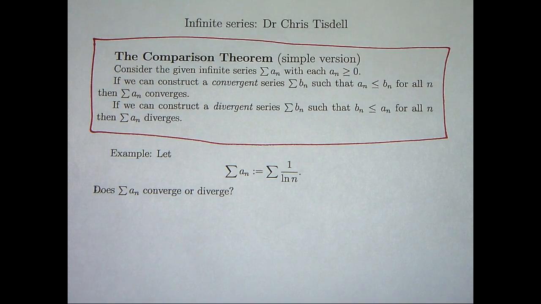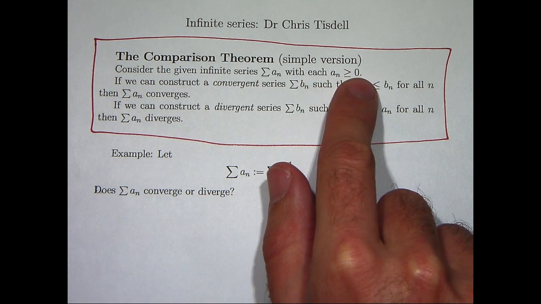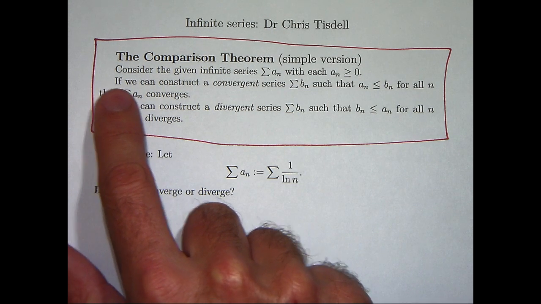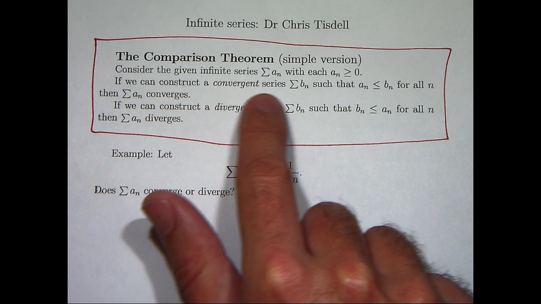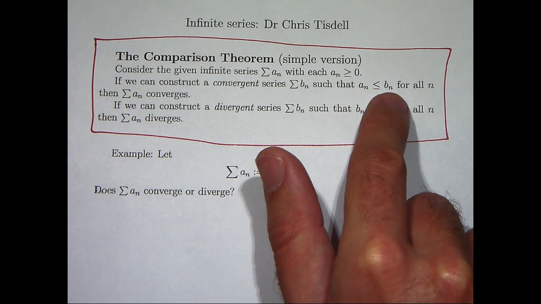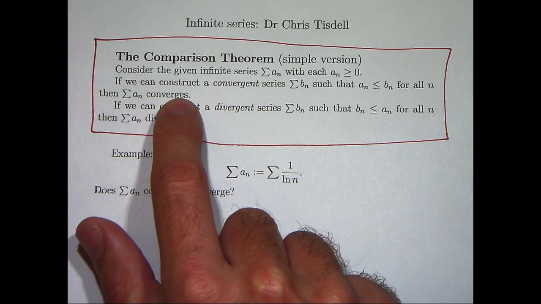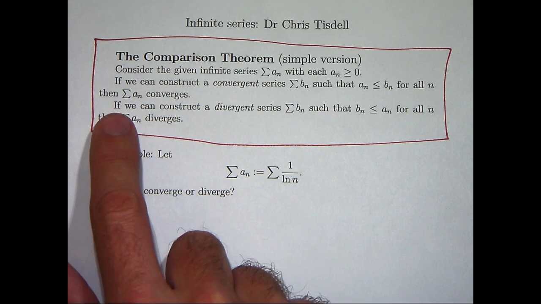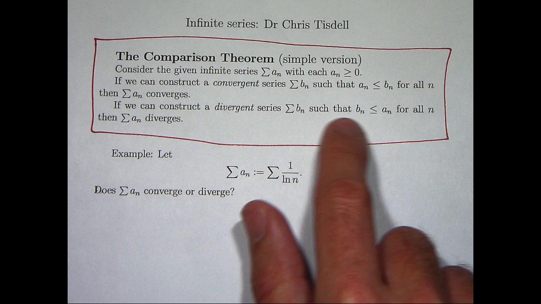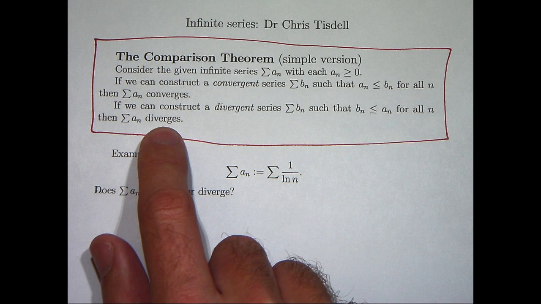So firstly, consider some given infinite series where the a sub n's are non-negative. The first part of the comparison theorem is this: if we can construct a convergent series, sigma bn, such that the a n's are less than or equal to the b n's for each n, then the original series also converges. And conversely, the second part is, if we can construct a divergent series, sigma bn, such that this inequality holds, then the original series also diverges.